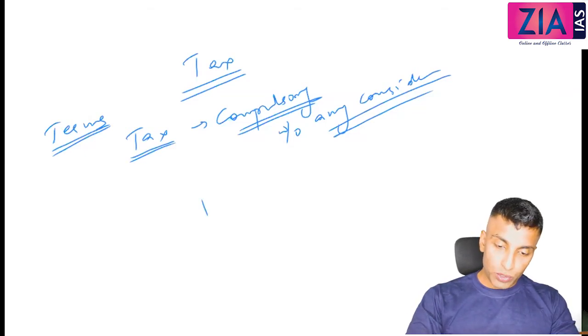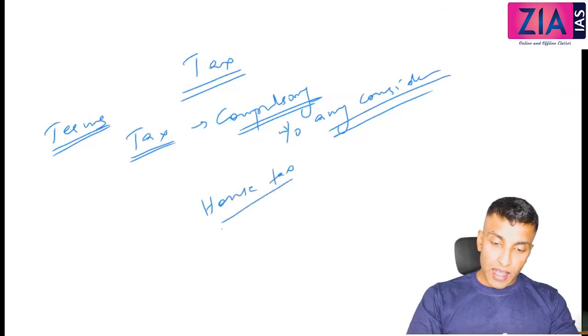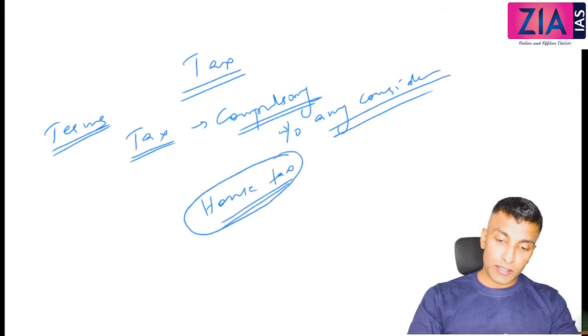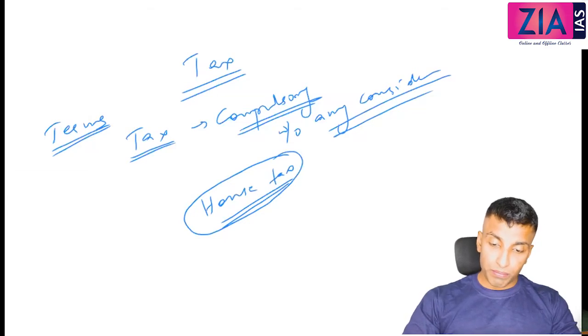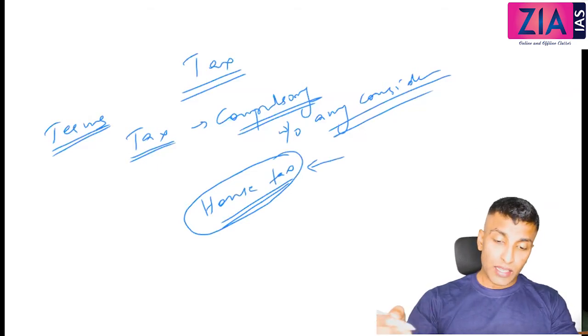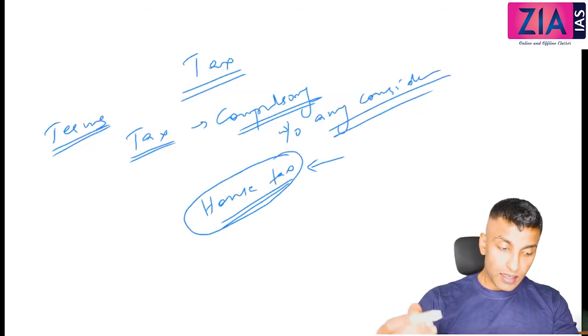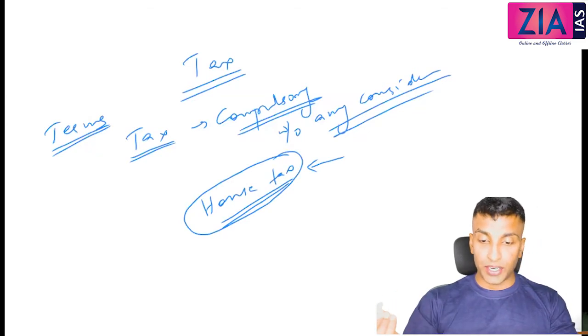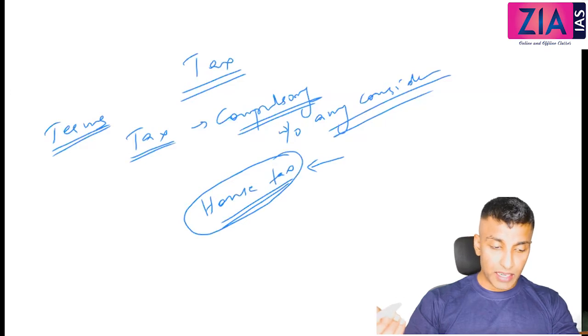For example, say you are paying house tax. Just because you paid house tax, it is a compulsory payment. And why is it without any consideration? Just by paying house tax, you cannot demand that the government construct a road in front of my house, right? That is not possible. That is why tax is considered without any consideration. It is a compulsory payment to government without any consideration.